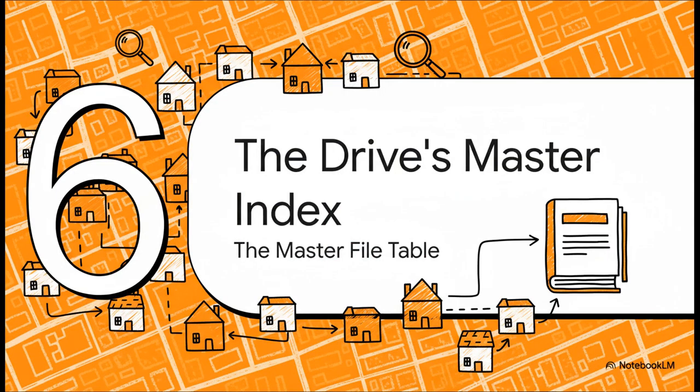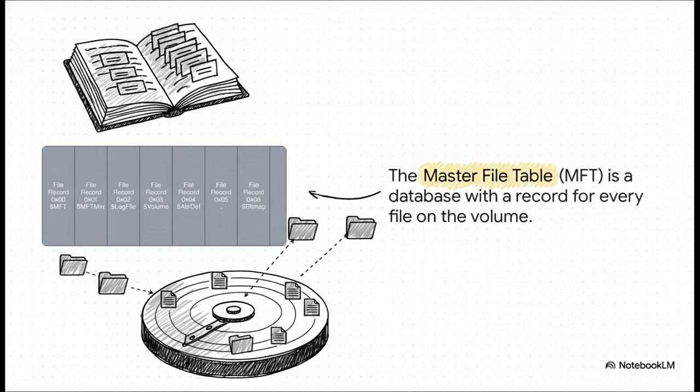So if the drive is a big city full of all these clusters, how does the operating system know which house belongs to which file? It uses a master index. And on a Windows system, that's called the master file table. The MFT is probably the single most important data structure in the entire investigation. It's like a library's master card catalog. It has an entry for every single thing on that volume, every file, every folder, even an entry for itself. This record keeps track of the file's name, its timestamps, and, most importantly, which specific clusters on the disk actually hold its data.